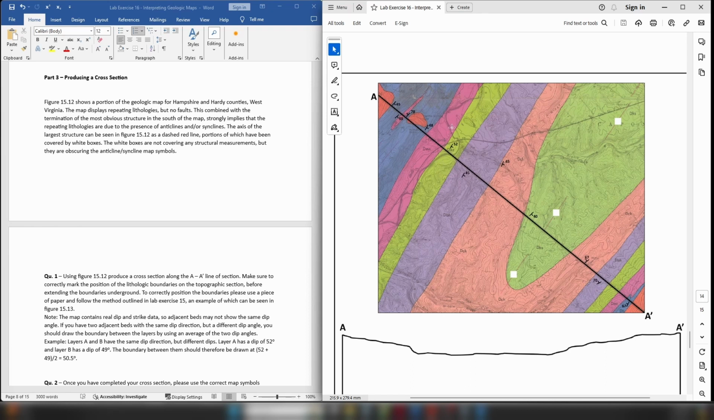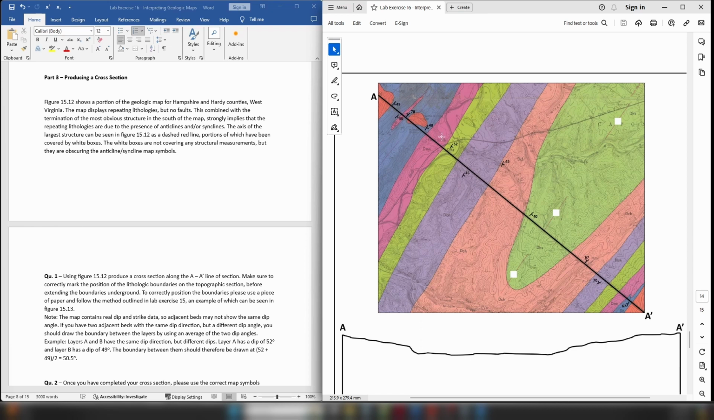In the case of this pink layer, you will see that there is no dip or strike symbol associated with it, but we can infer the dip and dip direction for this layer of rock by looking at the layers above and below it. So you can see to the west of it, we have this blue layer, and this has a dip of 48 degrees towards the southeast.